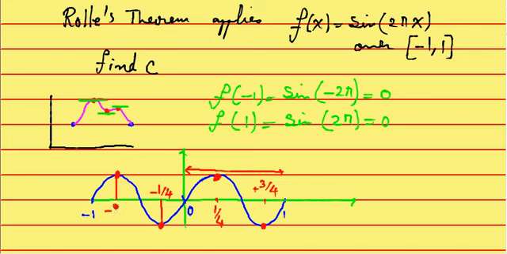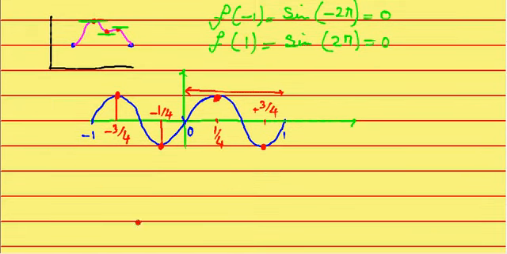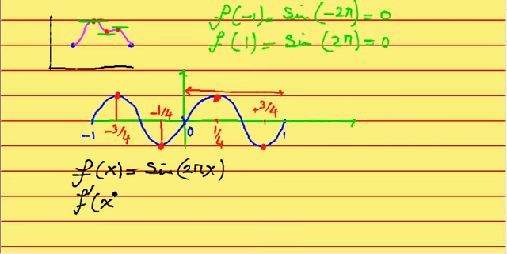Well, in this solution, we needed to know about the sine and its graph. What if we want to do it by Rolle's theorem itself? So we go ahead. f of x is sine of 2 pi x. What's going to be the derivative? The derivative of sine of 2 pi x is 2 pi cosine of 2 pi x. Rolle's theorem says that the derivative becomes 0 somewhere between the endpoints. Here are the endpoints, this is -1 and this is 1.